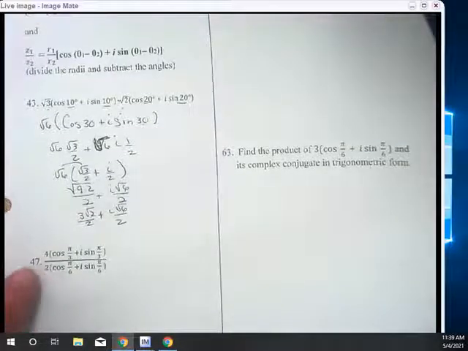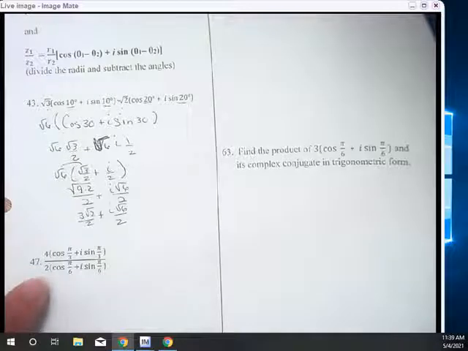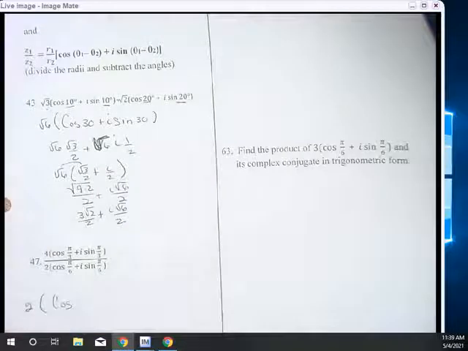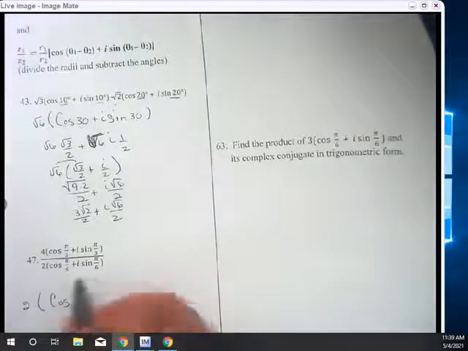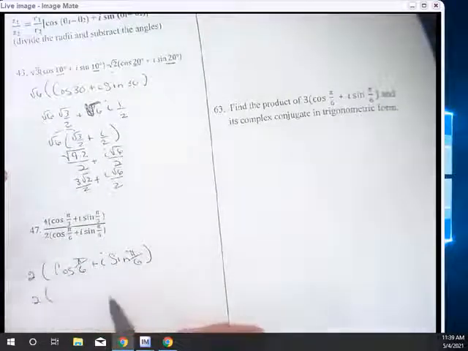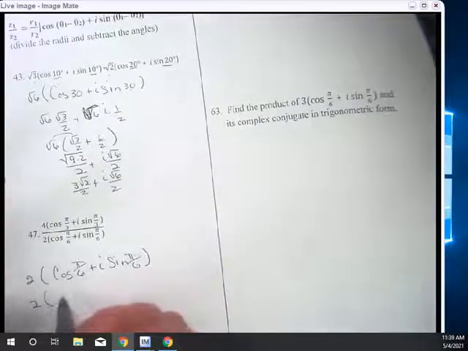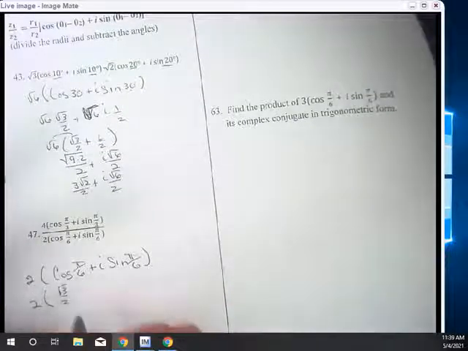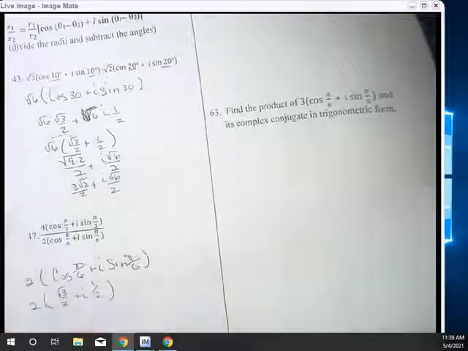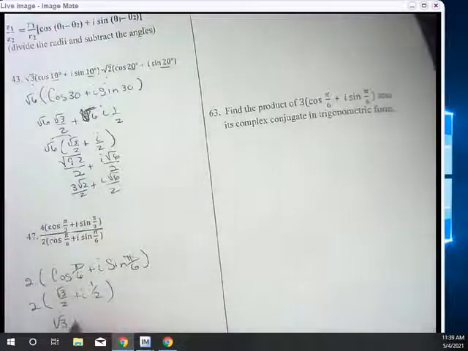Okay, so now dividing. I have 4 and 2. So 4 divided by 2 is? 2. And then do the cosine of and subtract. 1/3 minus 1/6 is pi over 6, plus i times the sine of pi over 6. What's your cosine of pi over 6? Radical 3 over 2. Yeah. What's your sine of pi over 6? 1/2. Square root 3 plus i.